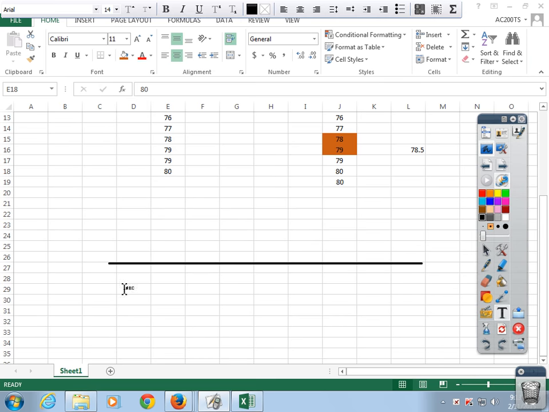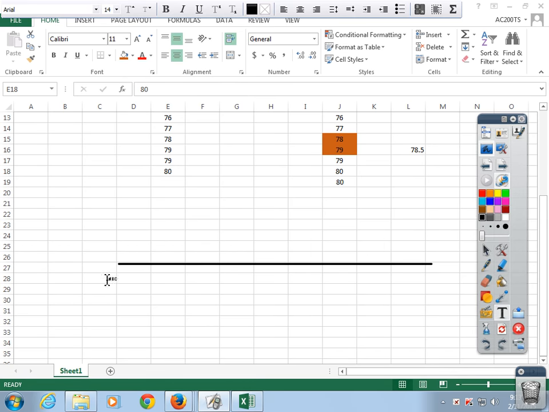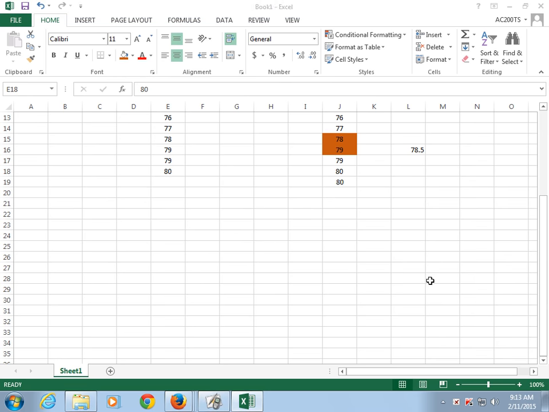Why is that? Because 70 is the what? Lowest, and 80 is the what? Highest. And that's what's always going to be the end of your number line for your box plot. So if I could ever, there's your 70, and it just disappeared. There we go.